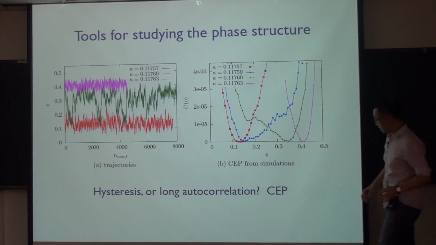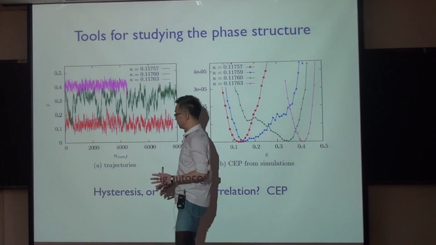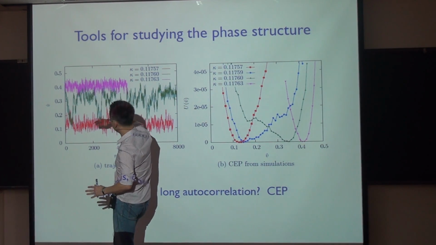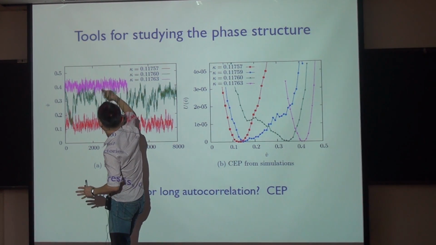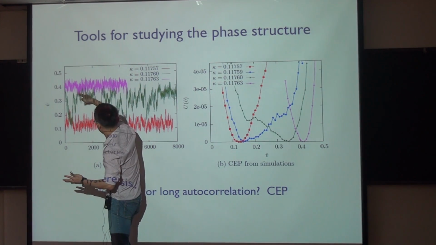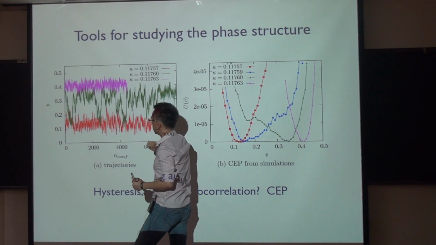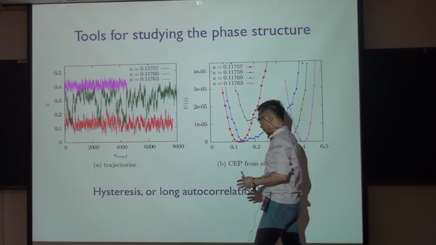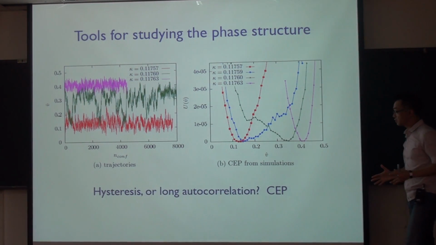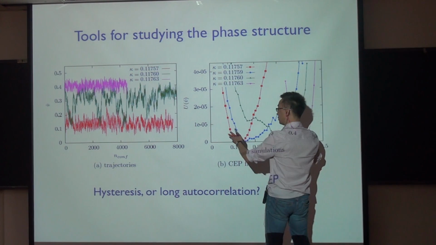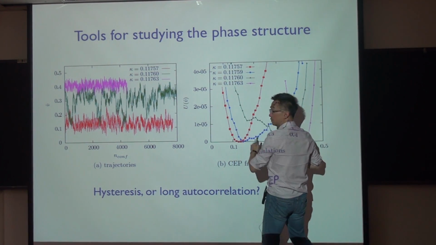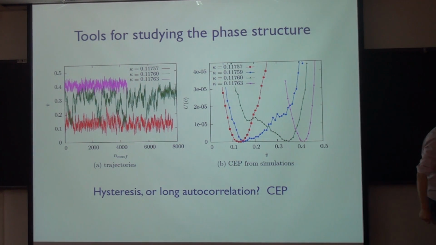And of course, if you are seeing a second order phase transition, you should see a very gradual change, instead of such a rapid or semi-rapid tunneling. That signifies a large autocorrelation time. Also, when you plot the potential, you should see that it just broadens, which is the typical case for a second order phase transition.